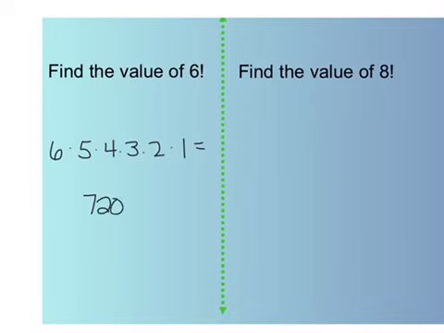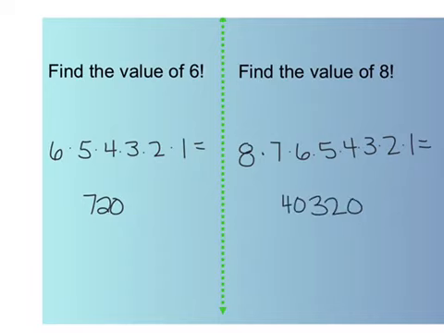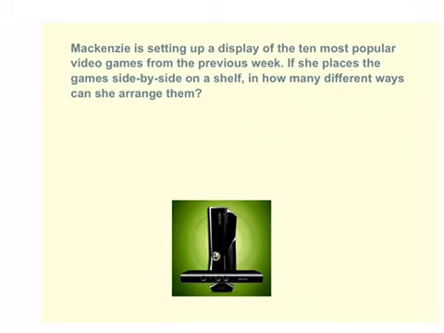So for the next one, if we're finding 8 factorial, we would start with N, so we'd start with 8, and multiply backwards all of our numbers all the way down to 1. So 7 times 6 times 5 times 4 times 3 times 2 times 1. Plug that into your calculator, and you get 40,320.